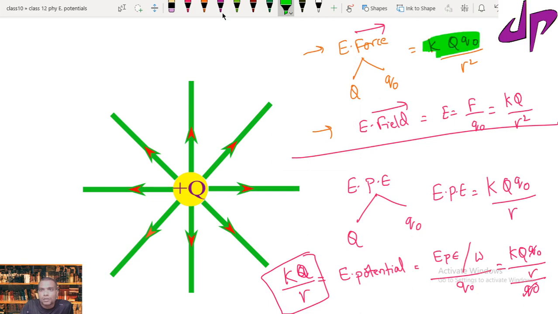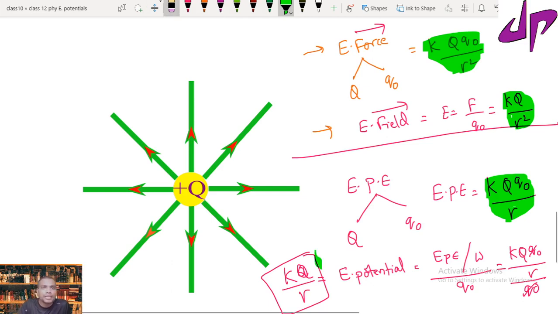What is the electrostatic force? Electrostatic force is between two charges, but electric field is due to the source charge, and electrostatic potential energy is the potential energy at a location at a distance r. This electrostatic potential energy is stored in the test charge, and if you remove the test charge, we get a final, easiest term, that is nothing but electric potential. So we define electric potential as work done per test charge.